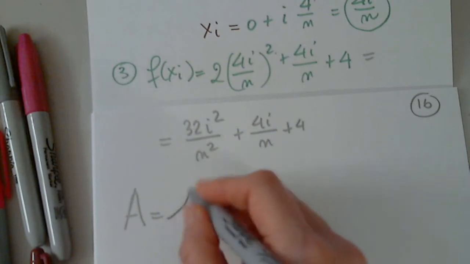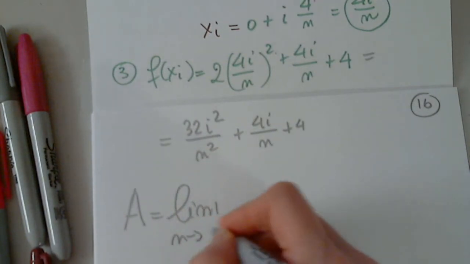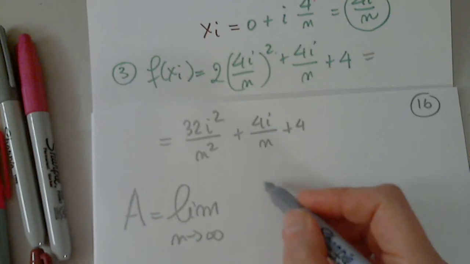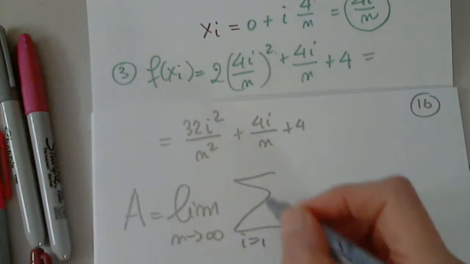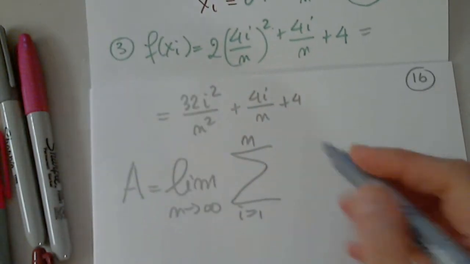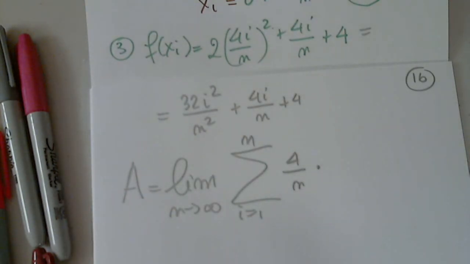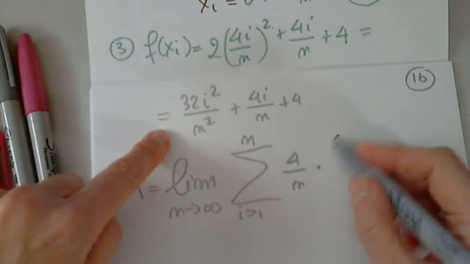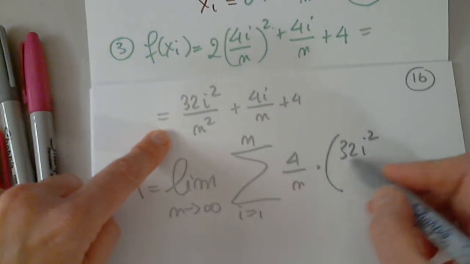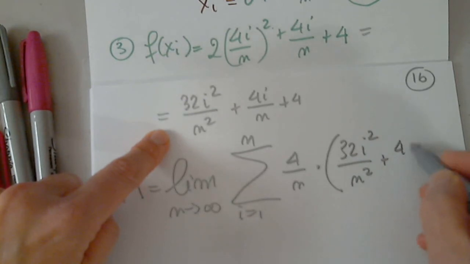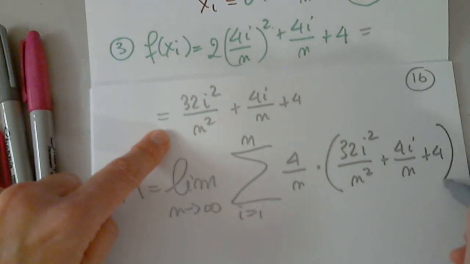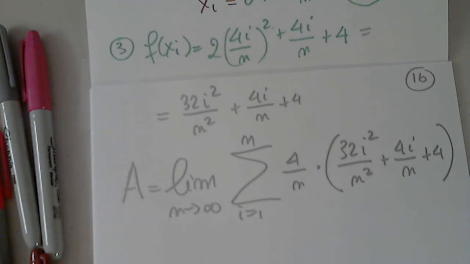And now I know the area equals the limit as n approaches infinity of the sum from i equals 1 through n, delta x, 4 over n, multiplied by f of xi, parentheses, 32i squared over n squared plus 4i over n and plus 4. The moment I calculate the sum and the limit, I'm done. I have the exact area. So let's continue.